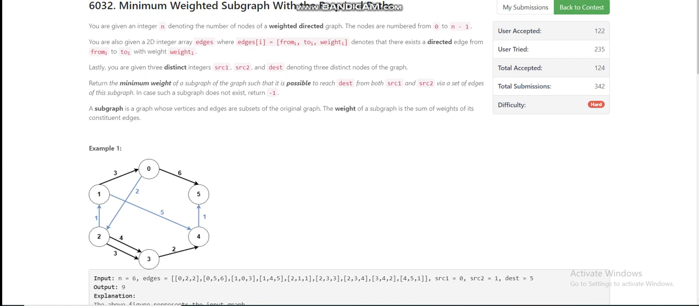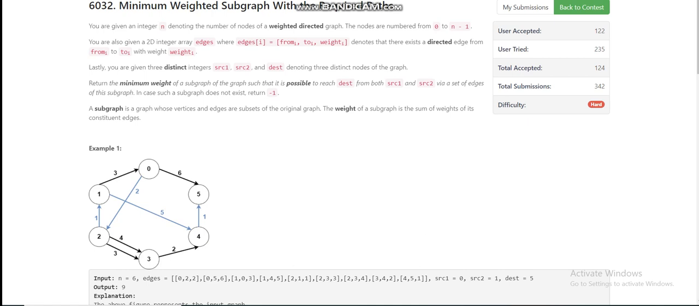So we have to find the minimum weight subgraph, in which we can go to destination from both source one and source two. So you can take this example, where the blue edges represent the optimal subgraph with minimum weight.